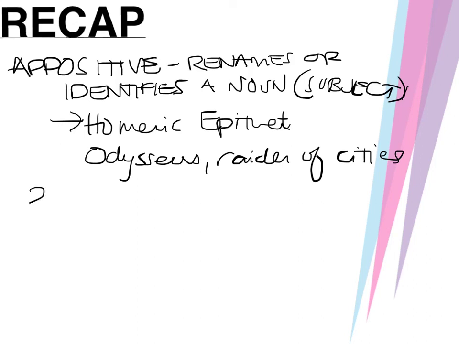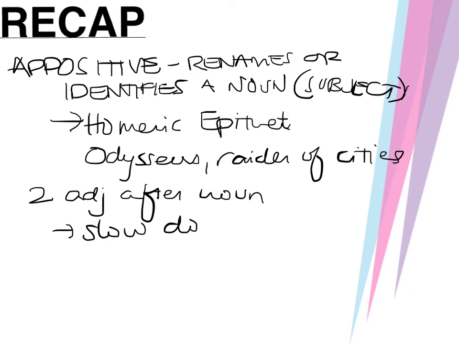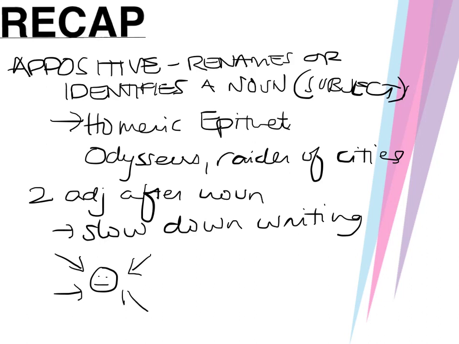The other thing we learned about today are the two adjectives after the noun, which is done to slow down writing and create that pause to draw your eyes in, right? Drawing our eyes into our subject, and as we move forward from the description of the two adjectives, we then are able to move outwards and see what else is going on in the background.